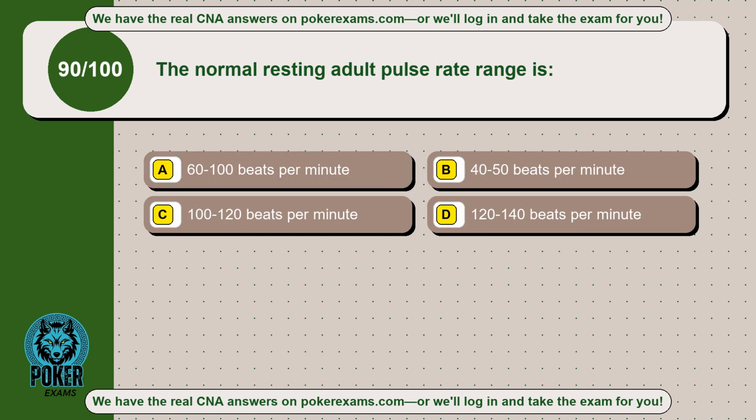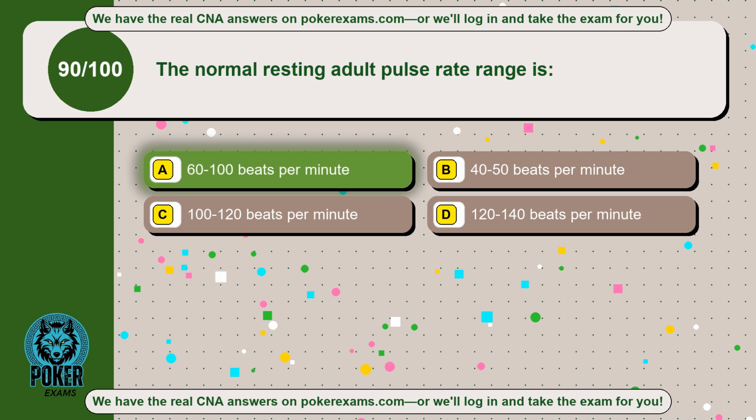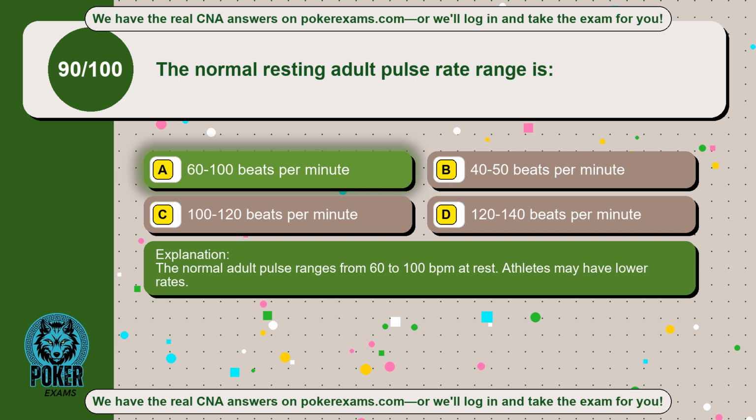Question 90. The normal resting adult pulse rate range is: Option A 60 to 100 beats per minute. Option B 40 to 50 beats per minute. Option C 100 to 120 beats per minute. Option D 120 to 140 beats per minute. The correct answer is option A. 60 to 100 beats per minute. The normal adult pulse ranges from 60 to 100 BPM at rest. Athletes may have lower rates.